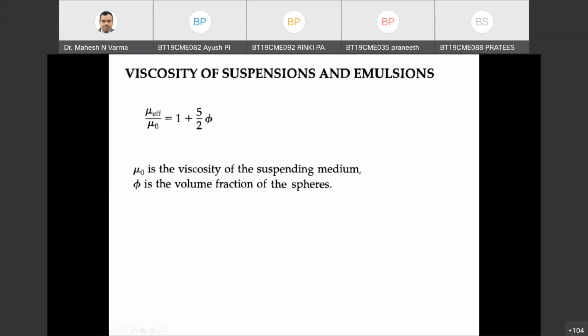So that coolant with a nanoparticle, its viscosity can be estimated by using this equation. So mu effective will be equal to mu zero times 1 plus 2 by 5 phi, and generally the volume fraction of this nanoparticle in coolant will be lower, less than 1%, less than 2%. That time this will work very effectively actually. So this is how we can get the viscosity of suspension and emulsion.